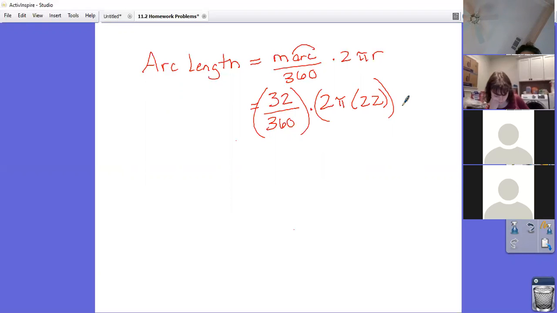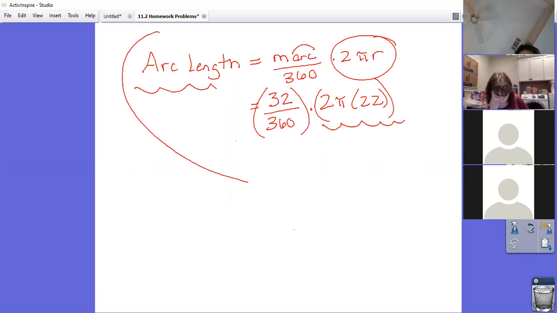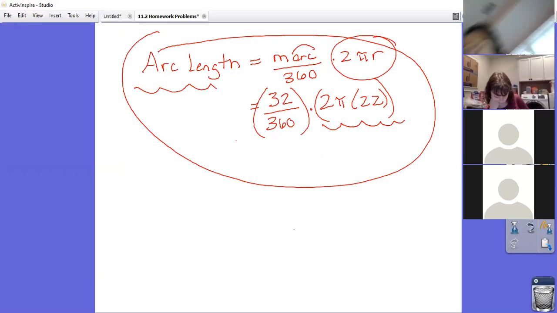Are you multiplying pi twice? No, just once. 2 pi r, that's the circumference formula. Arc length formula. Oh, gosh. Gotcha.